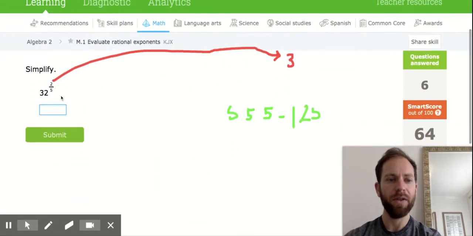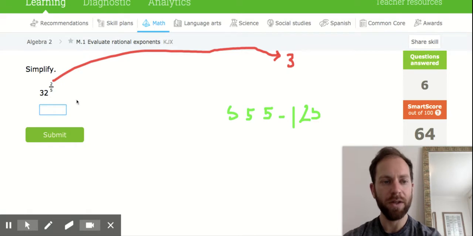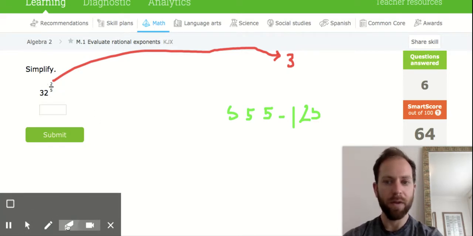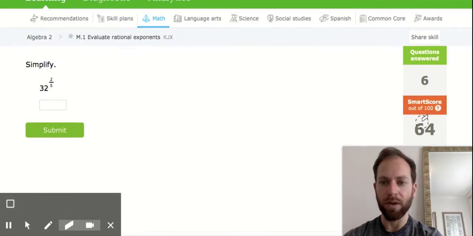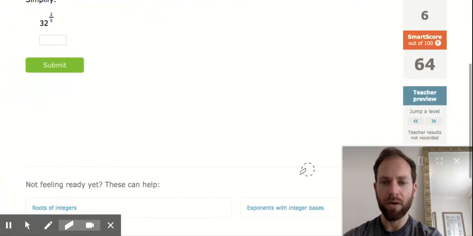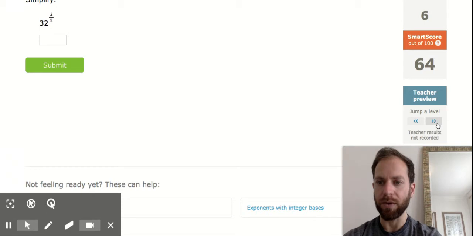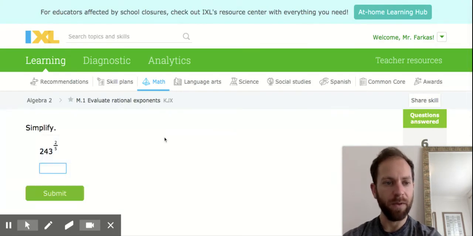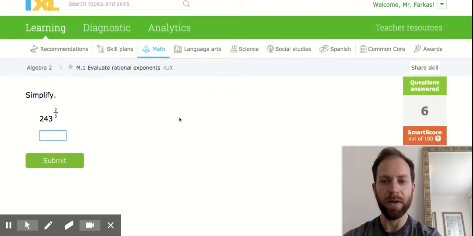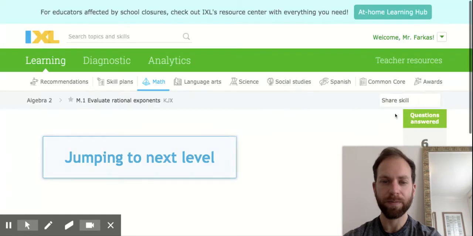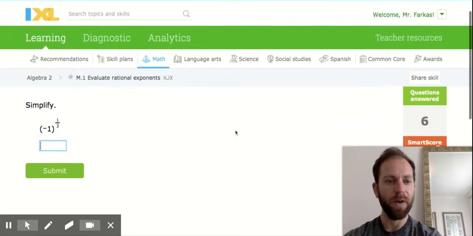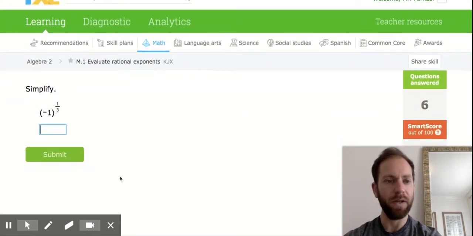All right, so now you know how to do them when there's not just a 1 in the denominator. When there's not just a 1 in the numerator. Let's keep going and see if we need any more skills in order to get past this topic. All right, similar problem. All right, here's a negative. Let's go over one of these.